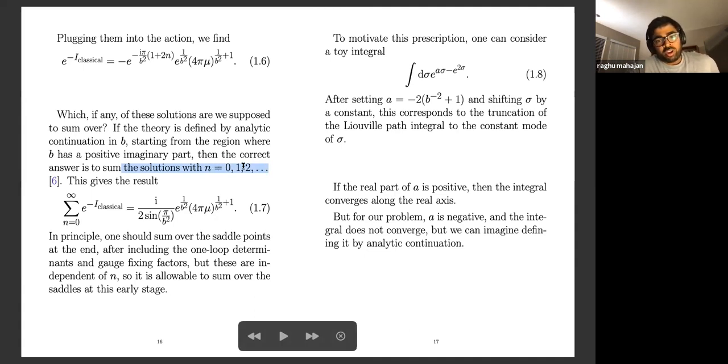So what happens when you do this sum is that this phase factor is a geometric series, with some complex ratio, and that gives you this sine in the denominator in 1.7. So it's important because if one looks at Liouville formulas, there are all these 1 over sine squared of pi over b, and that is where they come from. And importantly, it gives you this factor of 2 here.